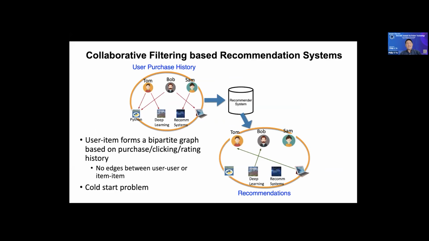The user purchase history can actually be represented as a bipartite graph. So in a bipartite graph, for example, a person like Tom will point to the products he has purchased. In this particular case, Tom has purchased 2 books. One is a Python book, the other is a deep learning book. Bob has purchased a Python book and then a laptop. So we can maintain such a bipartite graph, which will record the user and item relationship. And then from there, we can use it to help us do recommendation.